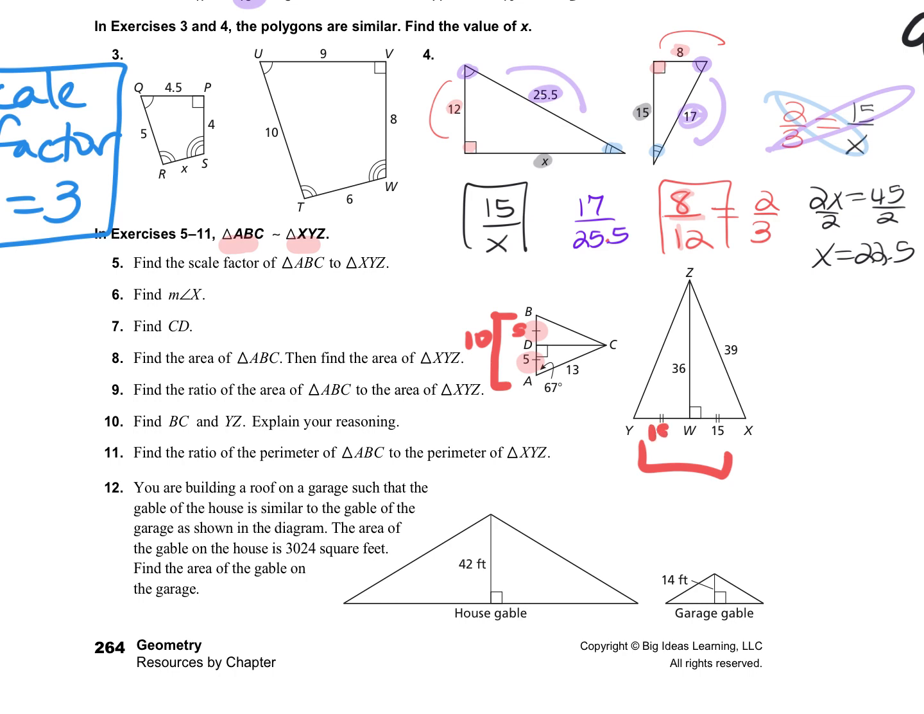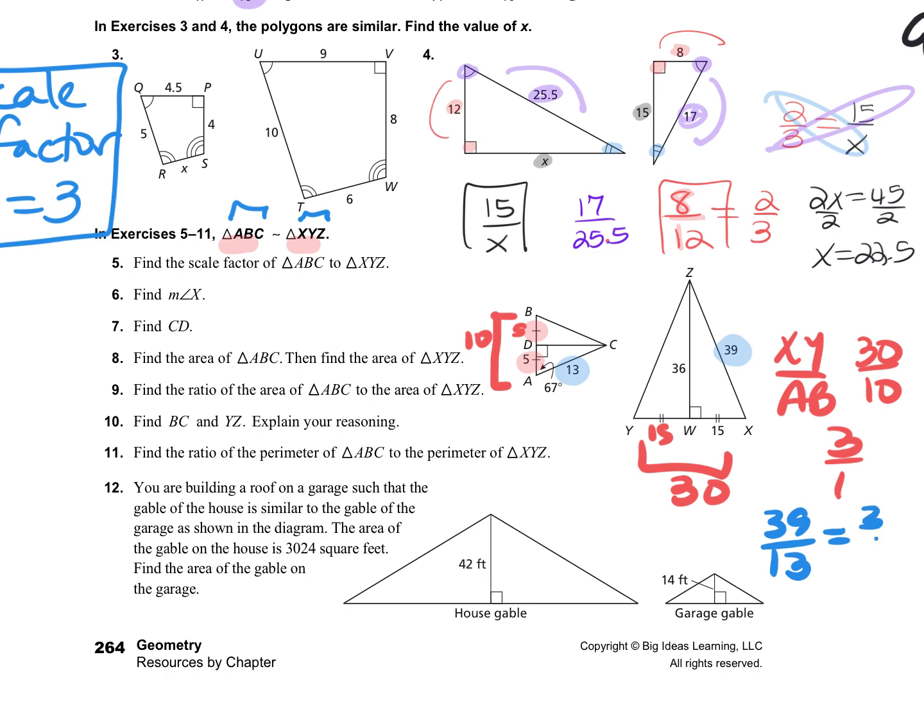And then the same thing here. The length of XY is going to be 30. So if I do XY over AB, I get 30 over 10, which simplifies to 3 to 1. That's my scale factor. I could have also done AC, the beginning and the end, with the X and the Z. And notice AC here is 13. And it's going to match with XZ, the 39. So I could have also done that one, 39 over 13. And I also get 3 to 1.